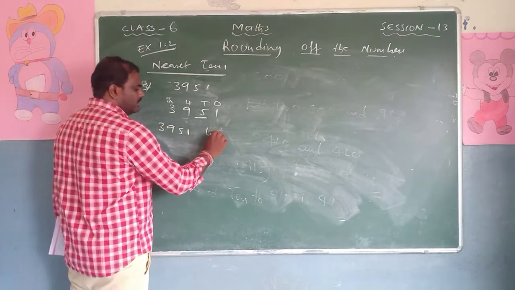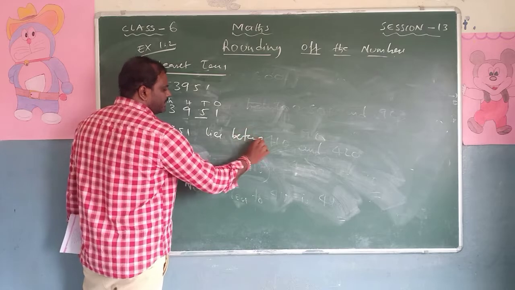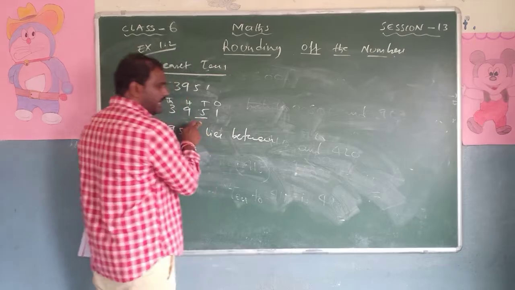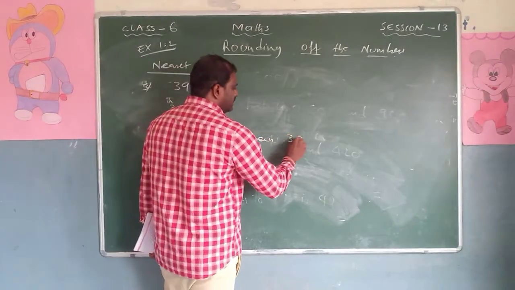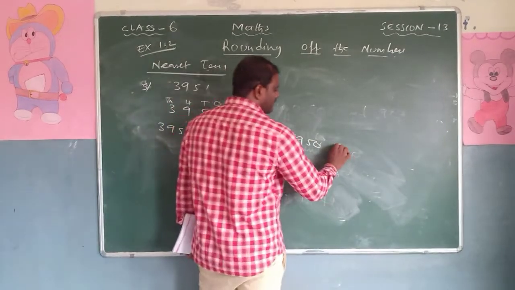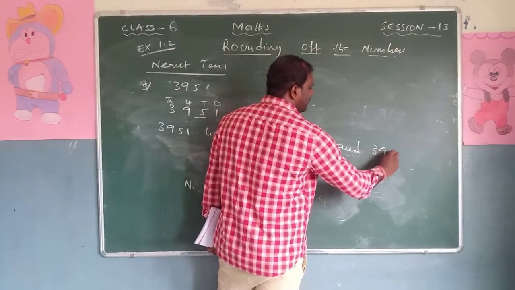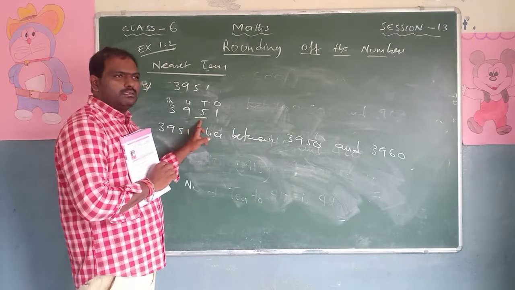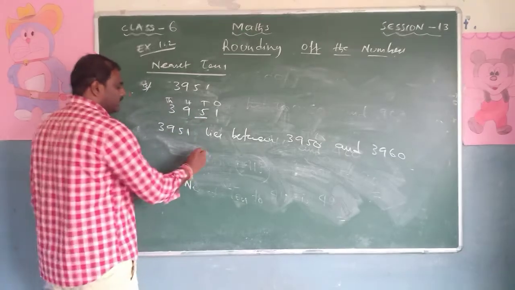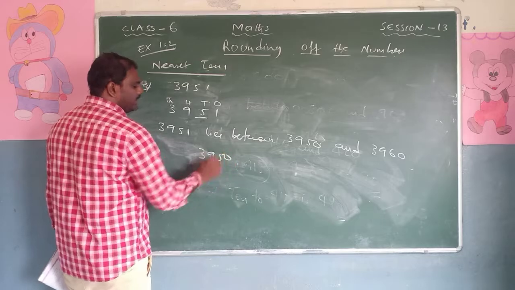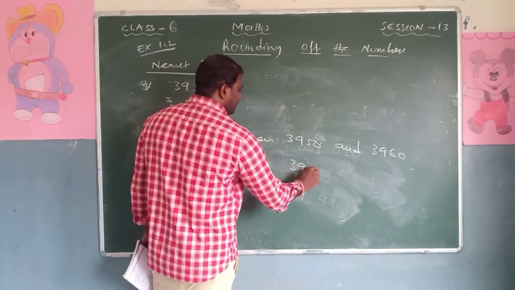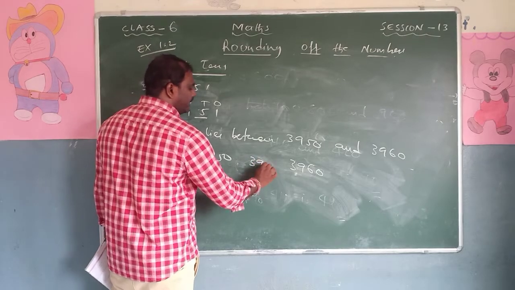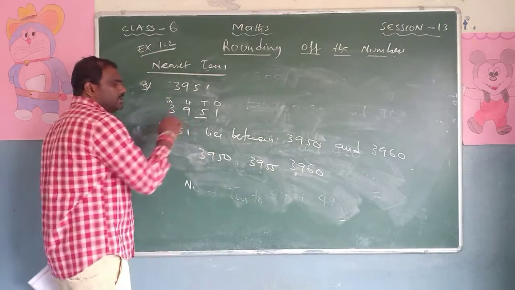3951 lies between, all this is not needed for us, we ignore it, just 51. So first we have to write 50. 3000 between 3950 and 3960. 50 and 60, because the first 10 and the next 10. After this what should I write? 3950 and 3960. What is the middle number, you know? 3955.